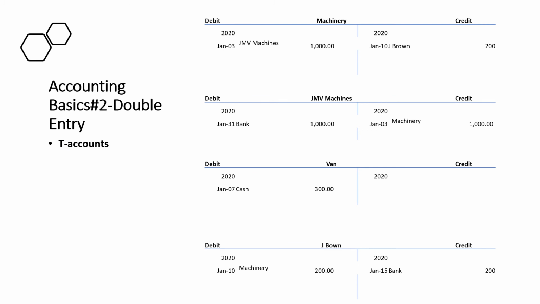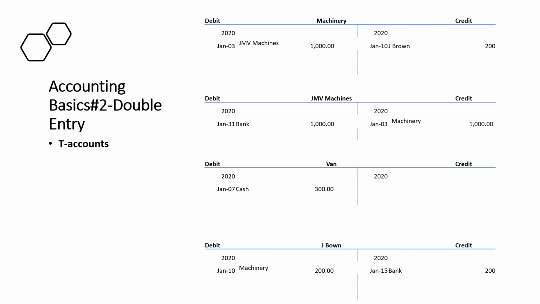Machinery account. On the debit side, January 3, we bought machinery on credit from JMV Machines, $1,000, so we debit the account. January 10th, we sold some machinery to J. Brown for $200, so we credit the machinery account. JMV Machines account. January 3, we bought machinery, $1,000, so we credit their account. January 31, we pay them $1,000, so we debit their account.